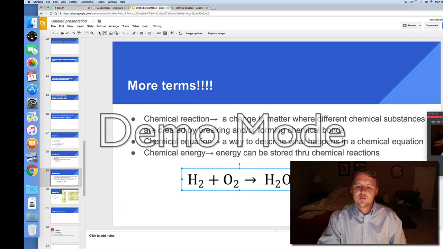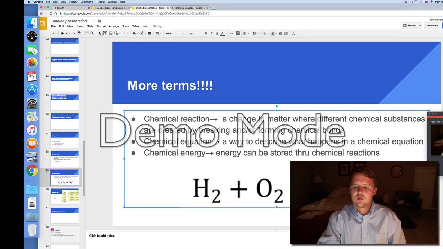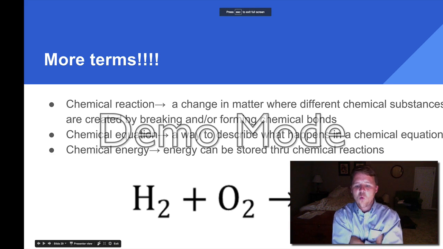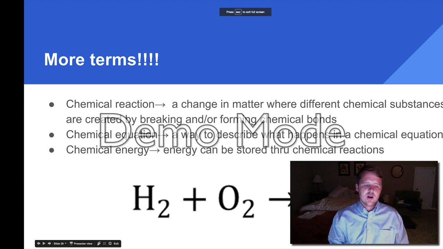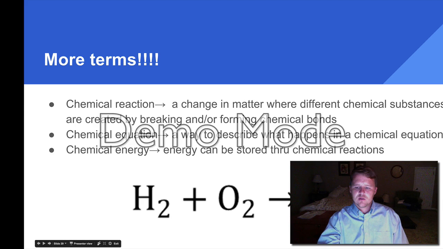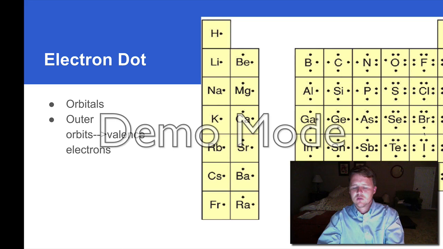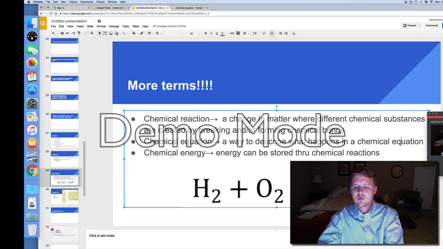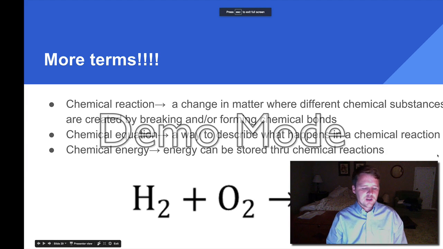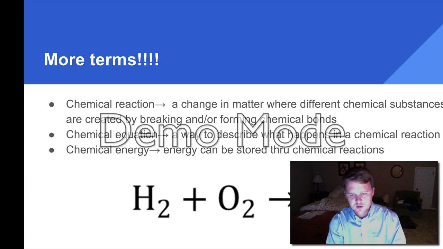So here is a chemical equation. And one of the most common in the world. Water. It's a good chemical equation. It's a way to describe what happens in a chemical reaction. So, hydrogen and oxygen combine together to form H2O.